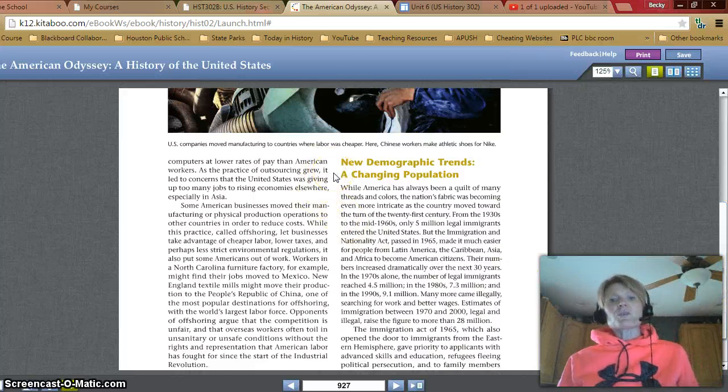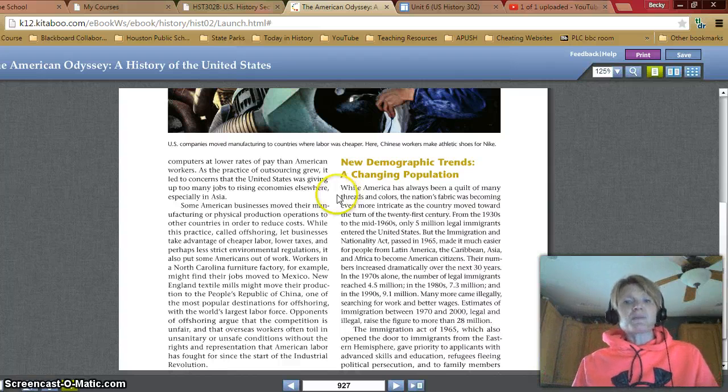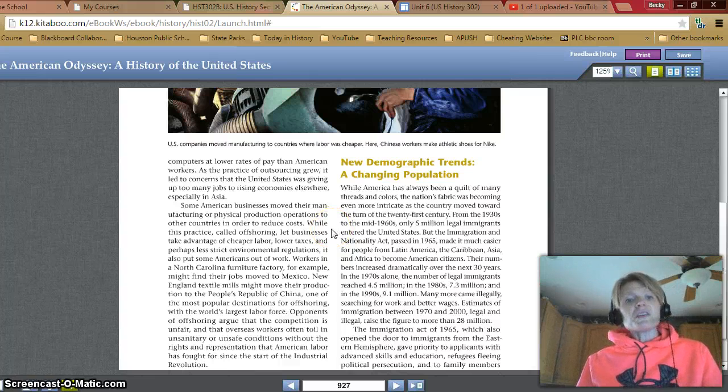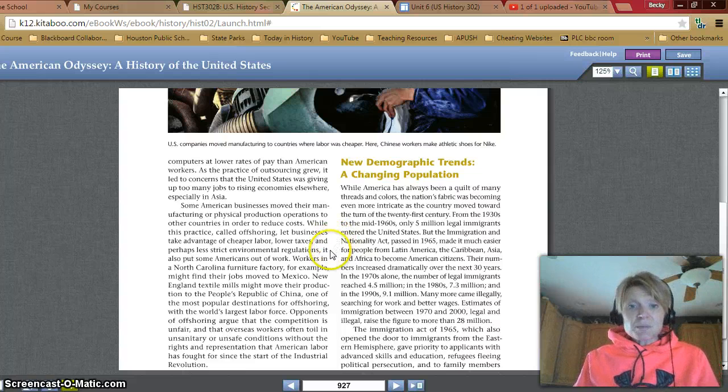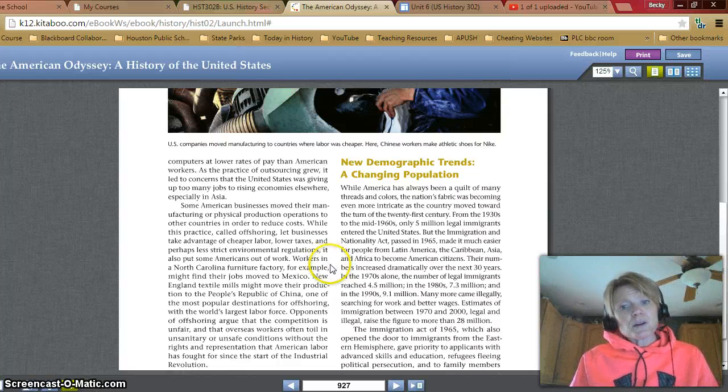As the practice of outsourcing grew, it led to concerns that the United States was giving up too many jobs to rising economies elsewhere, especially in Asia. Some American businesses moved their manufacturing or physical production operations to other countries in order to reduce costs. While this practice, called offshoring, led businesses to take advantage of cheaper labor, lower taxes, and perhaps less strict environmental regulations, it also put some Americans out of work.